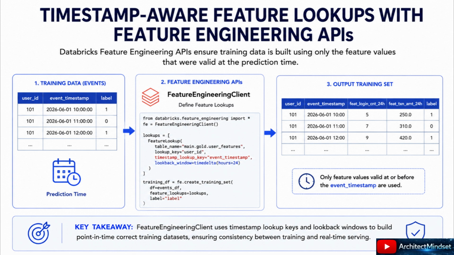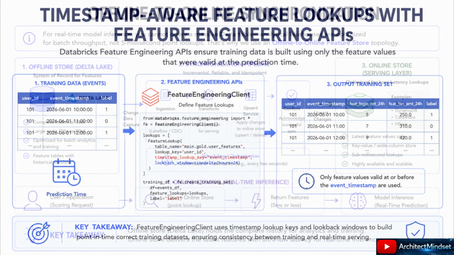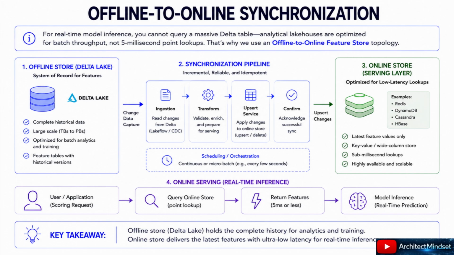In Databricks, these timestamp-aware feature lookups are typically defined through the feature engineering APIs. The feature engineering client helps construct training sets using the feature lookup definitions, including timestamp lookup keys and look-back windows, so the training pipeline retrieves only the feature values that were valid at the prediction time. Point-in-time join protects the offline training dataset from data leakage.